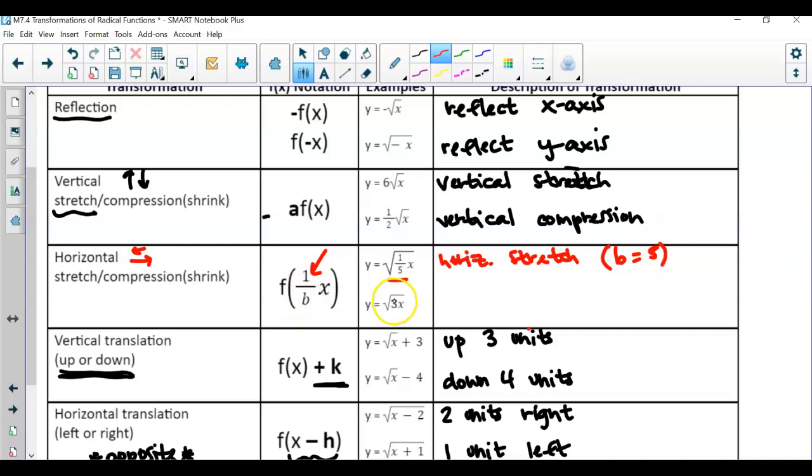That means here, if I have a whole number inside, so again, horizontal on the inside, then now the whole number is going to be a compression. But that's because b is not equal to 3. b is equal to the opposite. So b is equal to 1/3.